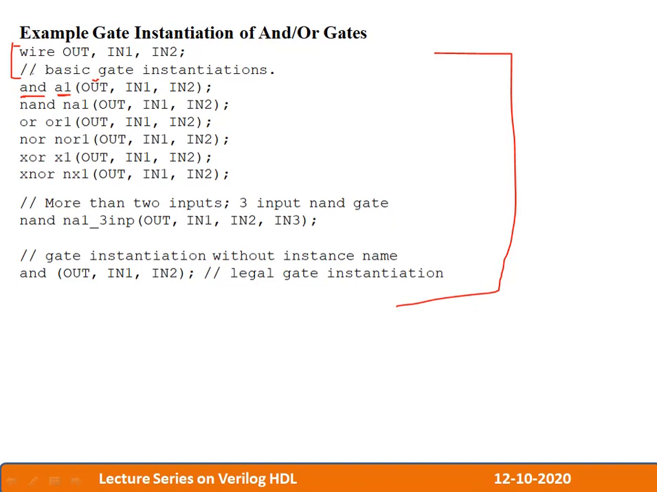It means they are the keywords. Now all the implicit gates will have their input output terminals written in the format as output first and then input. First term will be always output for all the implicit gates, for all the gate primitives that are available by default in the Verilog language.